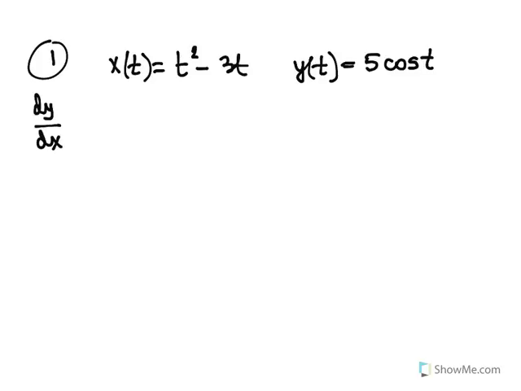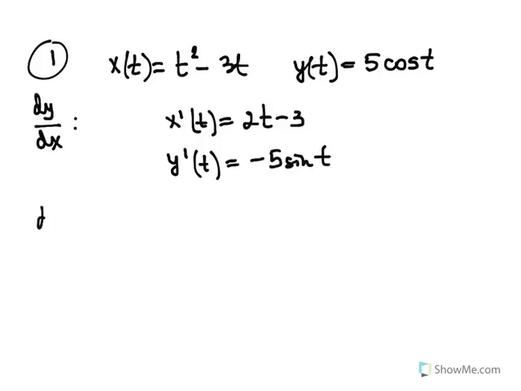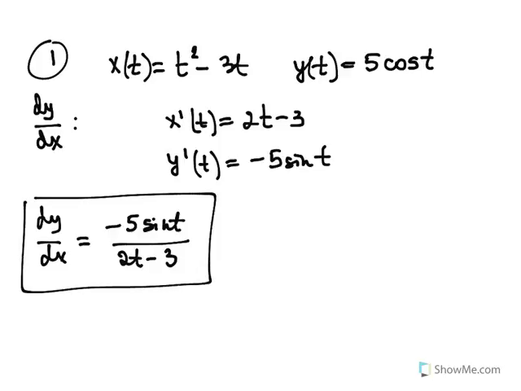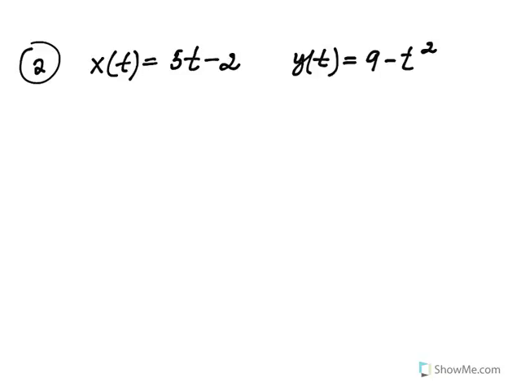So, just as I said, in order to find dy dx, you're going to find x prime first. Or you can start with y prime, doesn't matter. You get 2t minus 3. Then you find y prime, and you get negative 5 sine of t. And then finally, you're just going to divide y prime, which is negative 5 sine of t, over x prime, which is 2t minus 3. And that's it. You're done. Example 2. A function is defined by x of t equals 5t minus 2, and y of t equals 9 minus t squared.